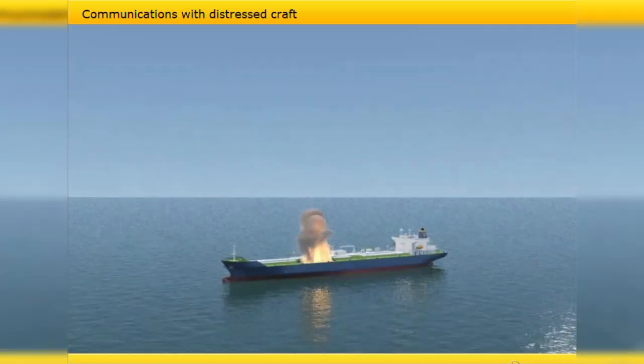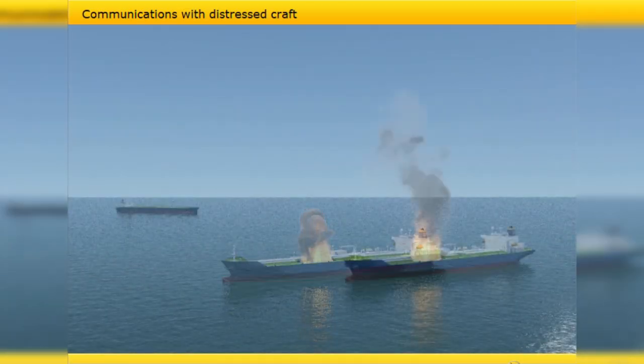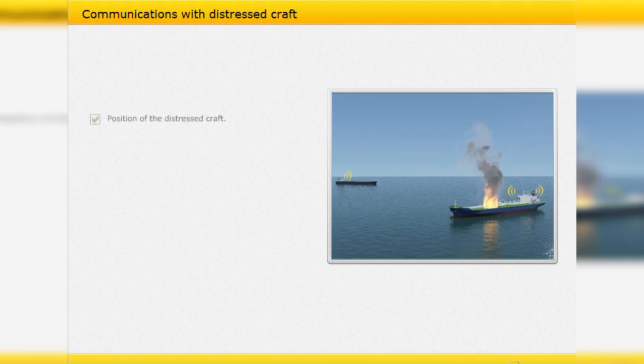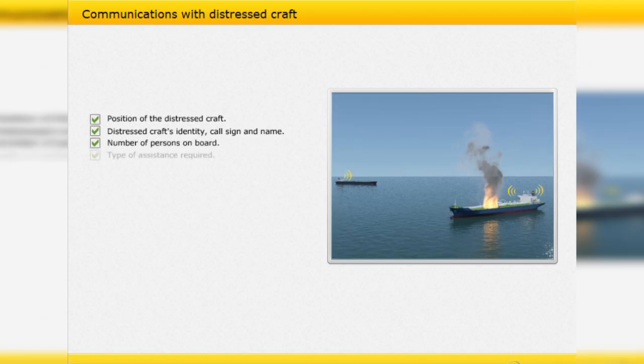After you have acknowledged the distress message, obtain the following information from the distressed craft, if possible. The position of the distressed craft. The distressed craft's identity, call sign and name. The number of persons on board. The type of assistance required. The nature of distress or casualty.